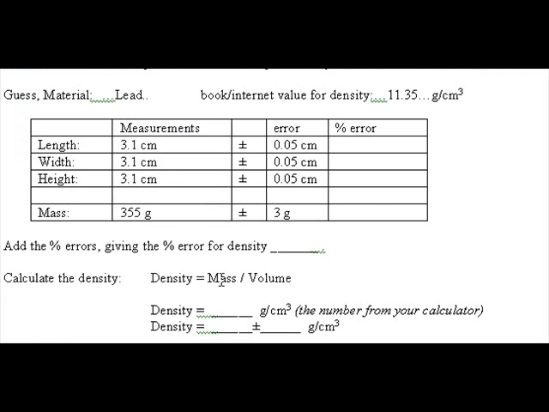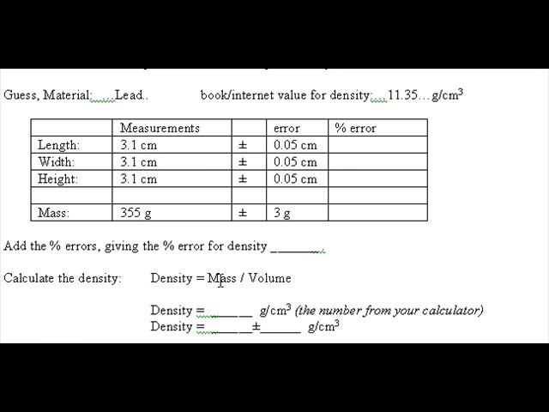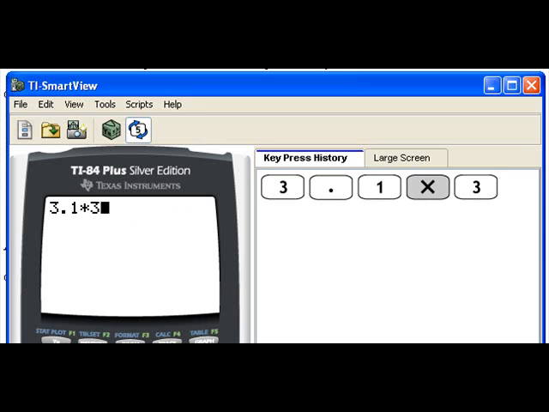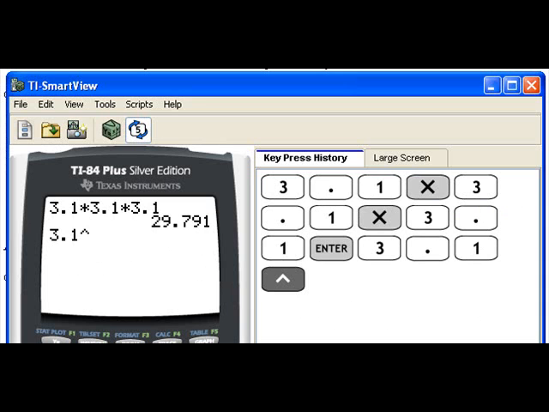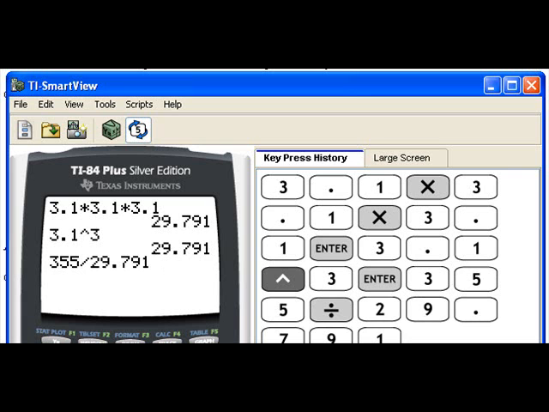The density is mass divided by volume. So I'm going to calculate the volume, which of course is length times width times height, and then I divide that into the mass. So let's get a calculator. 3.1 times 3.1 times 3.1 is 29.791. Of course, that could be a little bit faster if I did 3.1 cubed. There you go, same number. Now I divide this into 355. There we go. And I come up with 11.91 and so on.